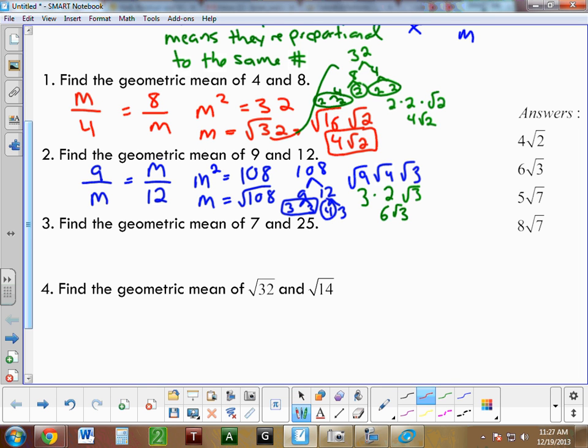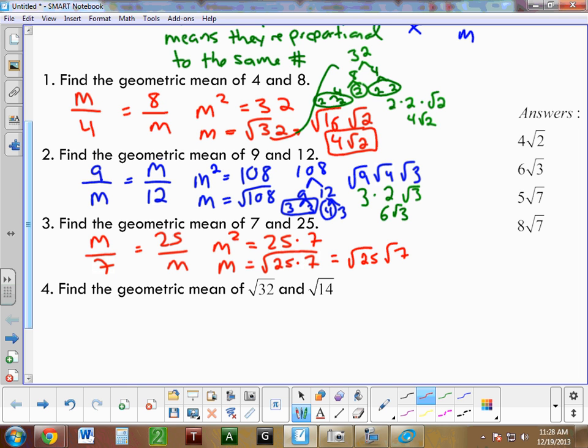So if I do these two numbers, m over 7 equals 25 over m. So m squared equals 25 times 7. M equals the square root of 25 times 7. You'll notice that sometimes I don't even multiply these out because I know that I'm going to have to break them down anyway after. So when I go to simplify the square root, I can say that that's 25 times the square root of 7, and then that's 5 square roots of 7. So if it's a little fast, you can watch it back and see exactly how I did that.